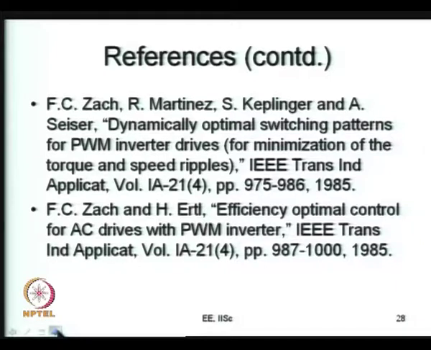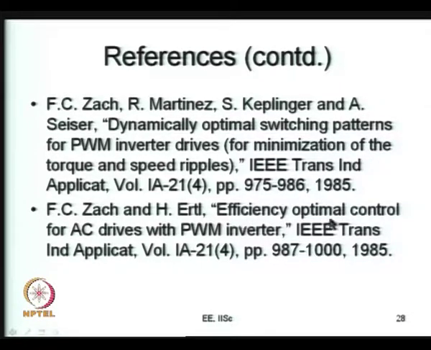Not only minimizing THD, you can also minimize the motor's pulsating torque, or the torque ripple and the speed ripple. This paper by Sack, Martinez, Keplinger and Caesar in the year 1985 in the same IEEE Transactions on Industry Applications deals with that. How do you calculate your switching angles such that the pulsating torque is low? That is what I just gave you an indication of. This paper discusses all the details there.